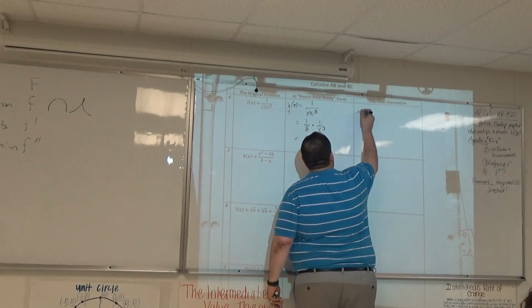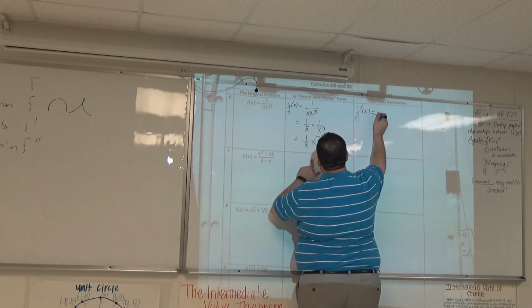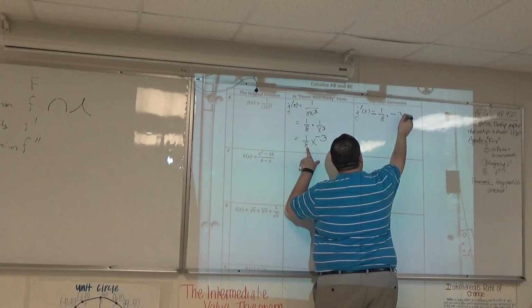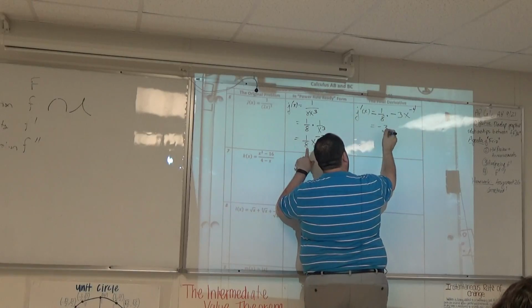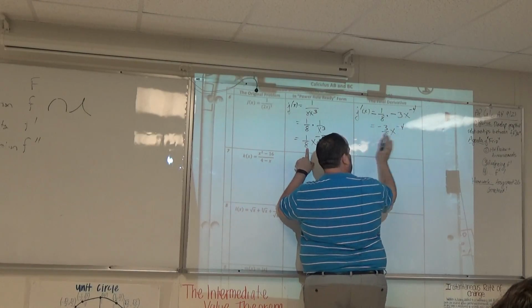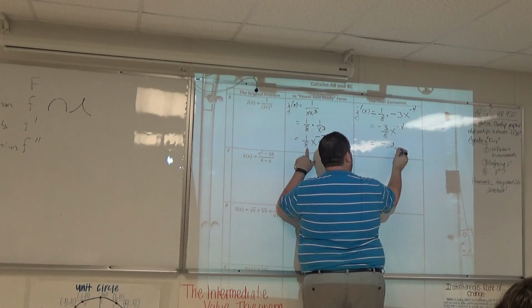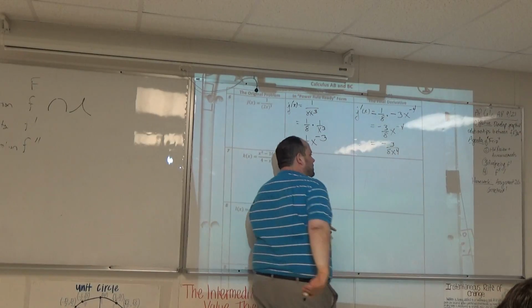Now what's the derivative? J prime is 1/8 times negative 3 x to the negative 4 power, which even better is negative 3/8 x to the negative 4 power, even better, negative 3 over 8x to the 4th.